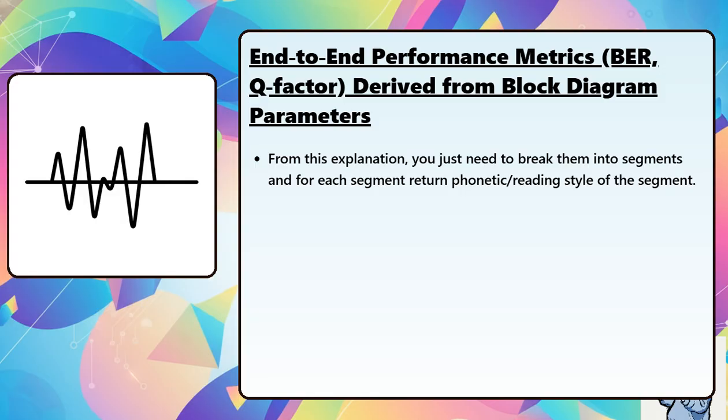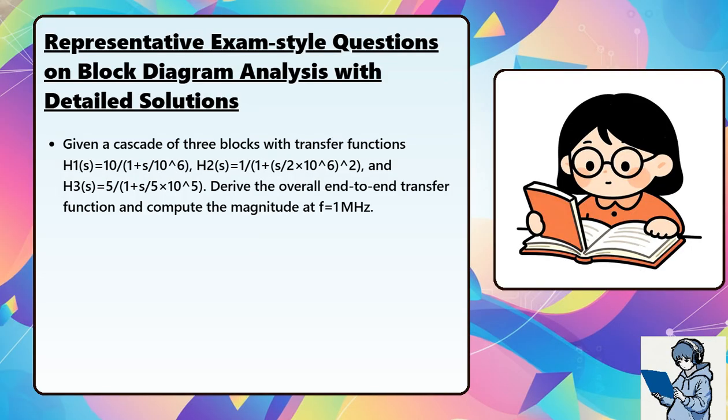the segment. Given a cascade of 3 blocks with transfer functions, h1(s) equals 10 over 1 plus s over 10 to the 6, h2(s) equals 1 over 1 plus (s over 2 times 10 to the 6) squared, and h3(s) equals 5 over 1 plus s over 5 times 10 to the 5.